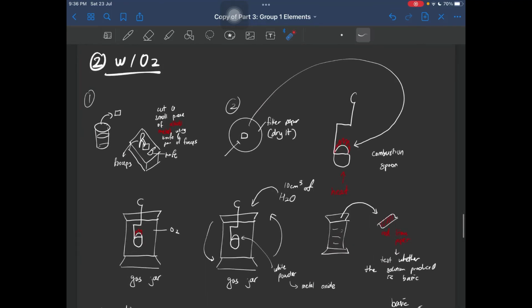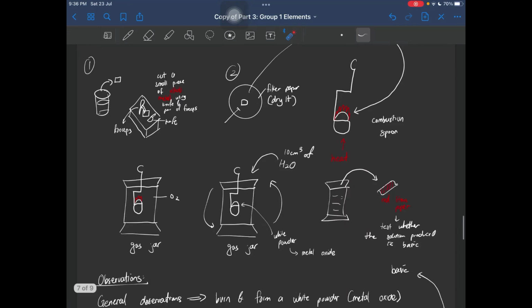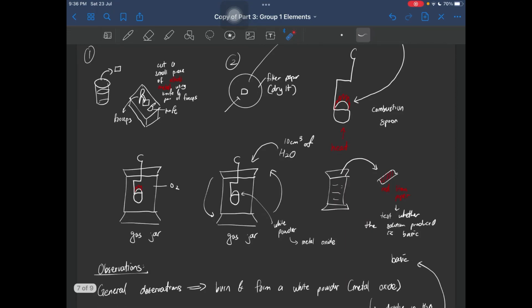And then second, you have the reaction between alkali metals with oxygen. So you start by cutting a small piece of alkali metal using a knife and a pair of forceps, and then you dry it using filter paper, and then you place it in a combustion spoon, and then you heat the combustion spoon along with the alkali metal until it starts to burn. And once it burns, immediately put it into a gas jar that is filled with oxygen.